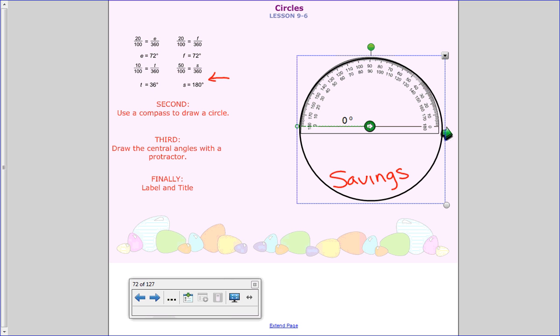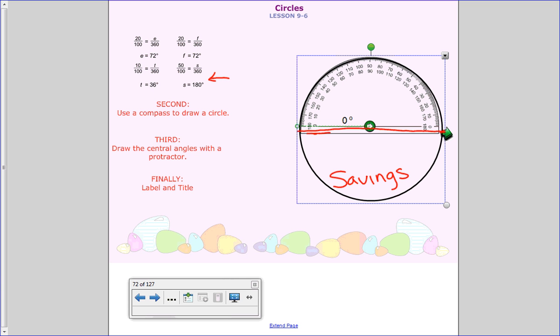And I'm having some technical difficulty, it looks like. My protractor does not want to move either, so I'm going to have to just label this. And excuse me for not having the exact. So that's 180 degrees for the savings piece, so it's 50% of our budget.